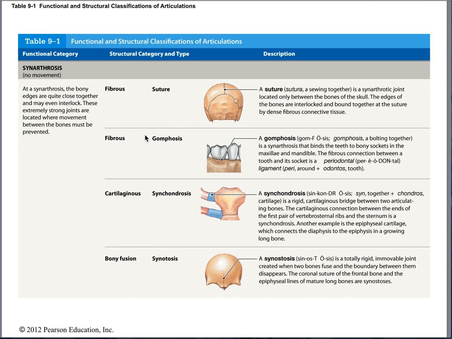How do you remember gomphosis for the tooth joint? Well, it looks like the gums, right? Even though the spelling's slightly different, it's G-U-M. We call it gum fossa. And then the other one I said was sutures, right? Sutures of the skull are synarthrotic.